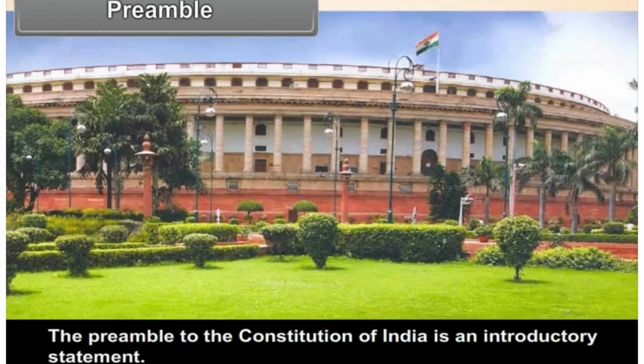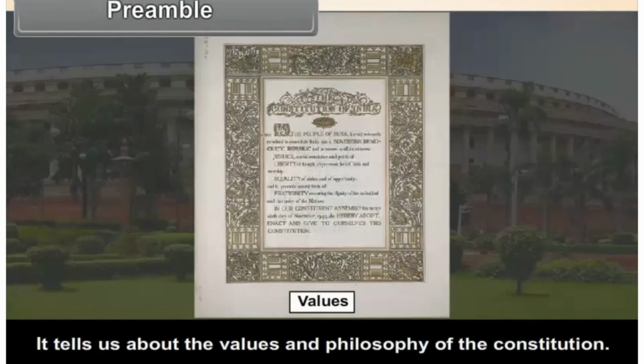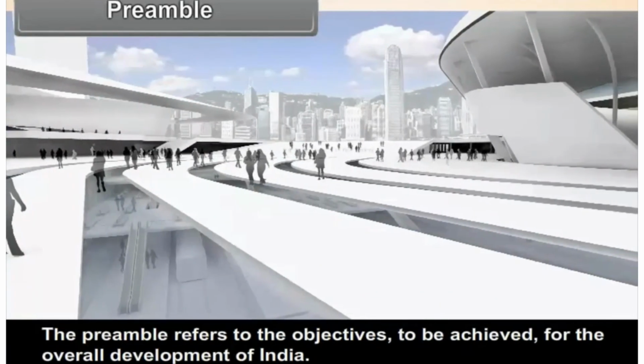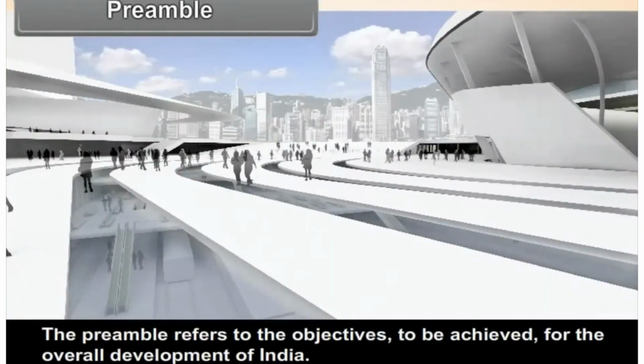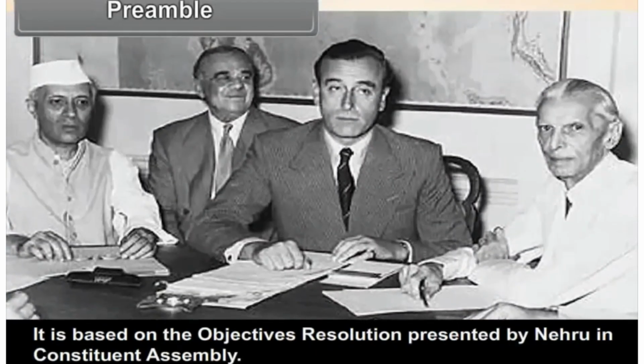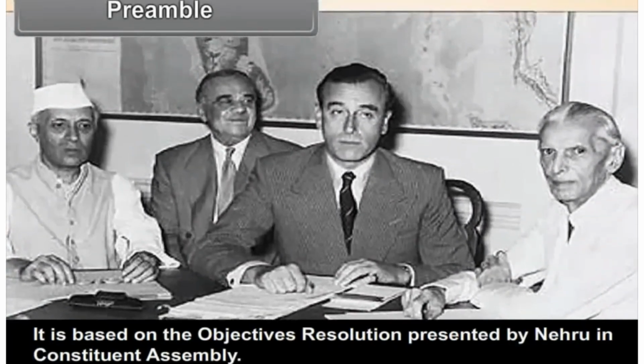D. Preamble. The preamble to the Constitution of India is an introductory statement. It tells us about the values and philosophy of the Constitution. The preamble refers to the objectives to be achieved for the overall development of India. It is considered as the key to understand our Constitution. It is based on the objectives resolution presented by Nehru in the Constituent Assembly.